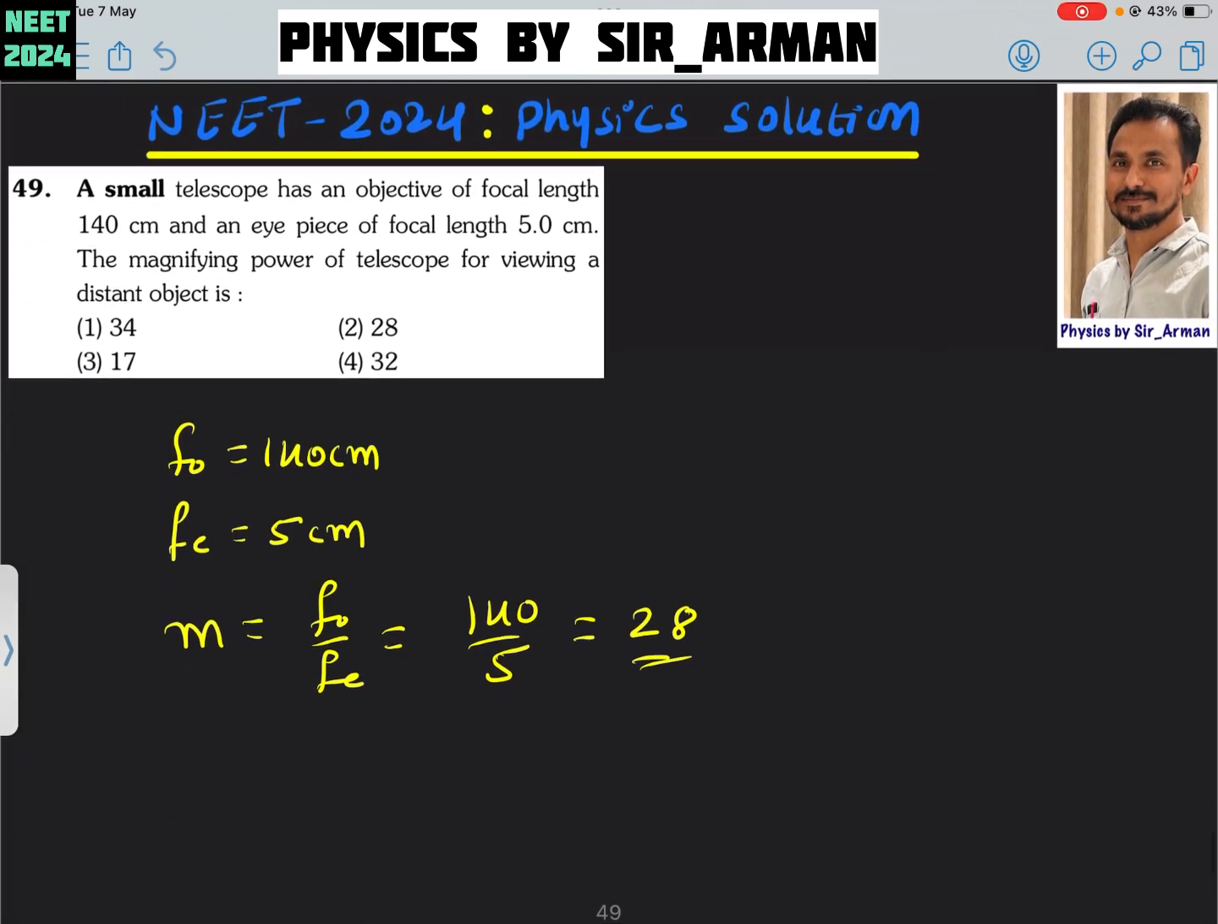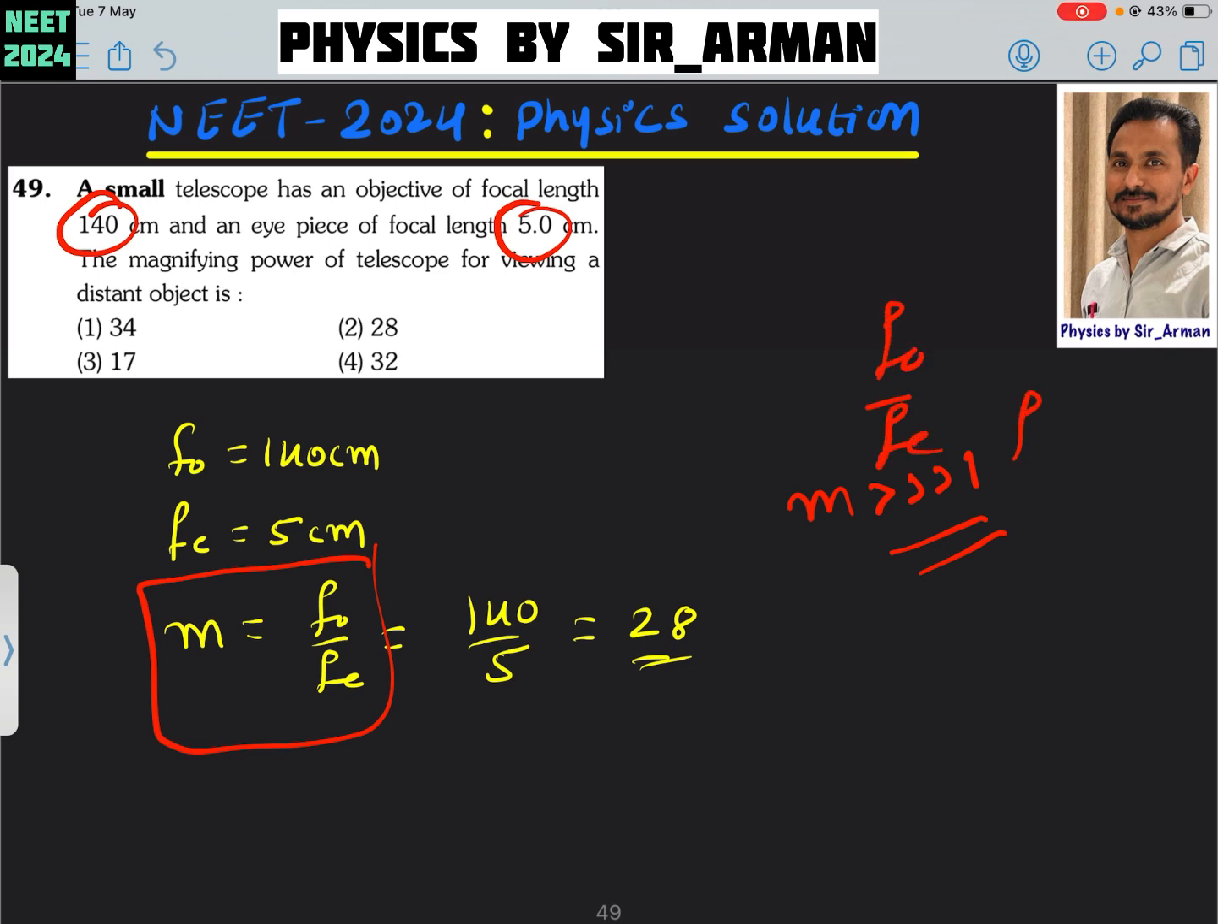Question number 49. A small telescope has an objective of focal length 140 and eyepiece of focal length 5 cm. So magnifying power is asked, and very simple, for telescope it is FO by FE. So FO is 140 and FE is 5. Remember, sometimes the students get confused: what is the equation, FE by FO or FO by FE? Every time the magnifying power of telescope will be much greater than 1. It means the numerator will be larger. So it is always FO by FE, because in telescope FO is much greater than FE. So it is 140 by 5, it is 28. So option number 2.